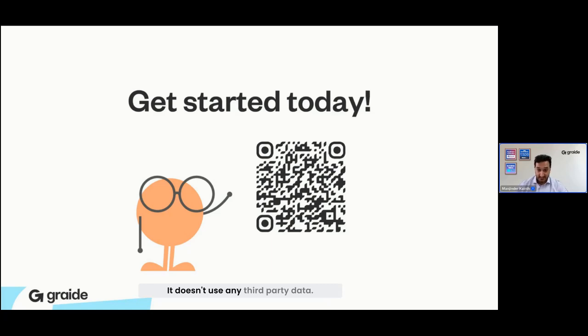So it doesn't use any third-party data. We are thinking about allowing you to give additional information. Maybe you can give lecture notes or guidance to help it process things slightly better, but that will maybe come in the future.